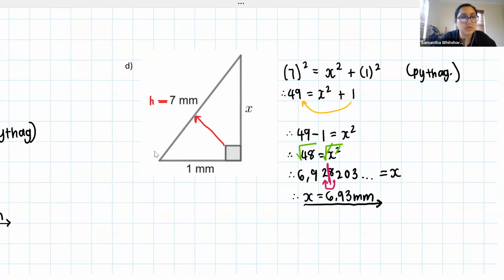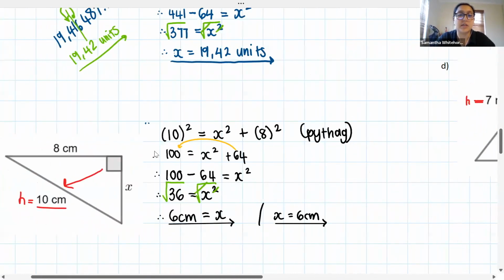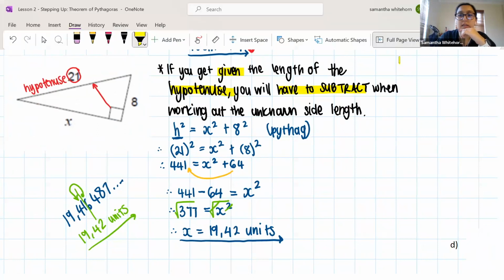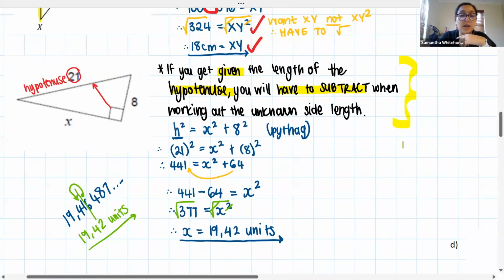Zoe, with the third answer, I'm not too sure what you mean. I'm assuming you mean a side that isn't the hypotenuse. If that is what you mean, yes. So that's what I was saying earlier over here. Guys, I'll come back to question D now. If you are not looking for the hypotenuse, you will subtract. If you are looking for the hypotenuse, you will add.